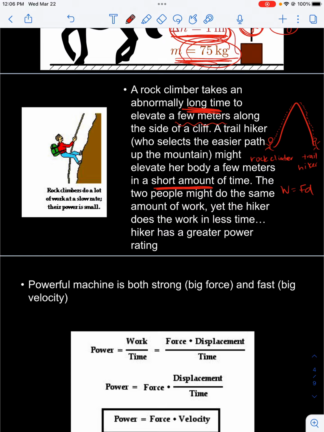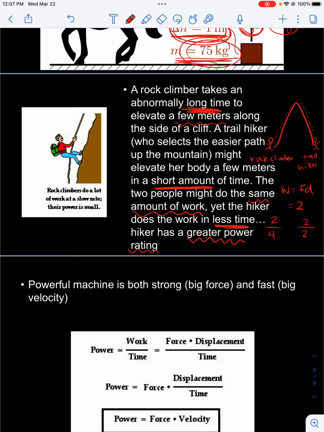So these twins are doing the same amount of work, but one is doing it in less time. The one who does it in less time has a greater power rating. Say that your work for both of them was 2. Say for the rock climbing twin, it took him 4 seconds, just for number wise. And say for the hiker, she did it in 2 seconds.